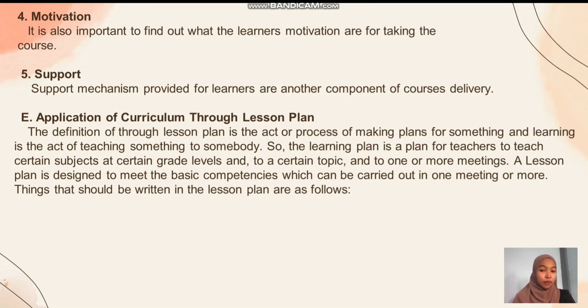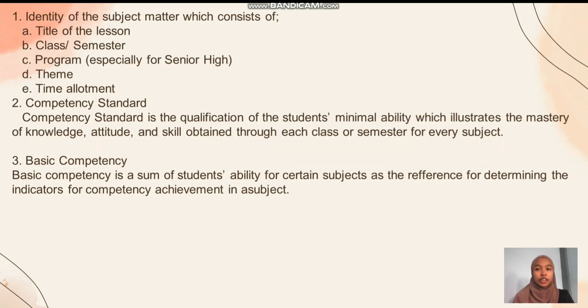The things that should be written in the lesson plan are as follows. 1. Identity. Identity of the subject matter, which consists of the title of the lesson, class or semester, program especially for senior high, the theme and the time element. 2. The competency standards. Competency standard is the qualification of the student's minimal ability, which is illustrated by the mastery of the knowledge, attitude, and skill obtained through each class or semester for every subject.